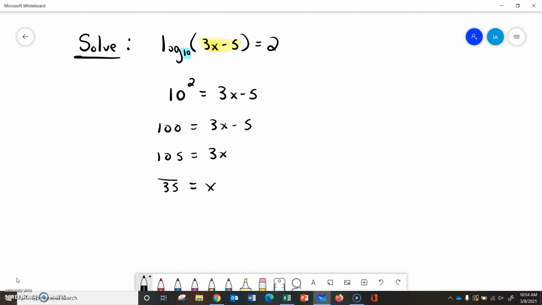So x being 35. And once again, we should probably come back up here and make sure that this doesn't cause a problem. So when x is 35, that gives me 35 times 3, which is 105 minus the 5, gives me a positive number. So what did we do? We added 5 on both sides, and we divided by 3 on both sides.